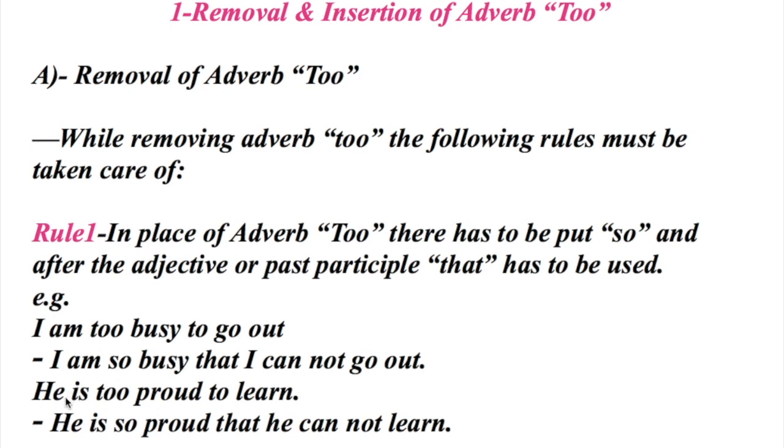Then another sentence is, he is too proud to learn. So in place of this too we have to use so, and after this adjective we are going to use that. He is too proud to learn. So the sentence is going to be changed like, he is so proud that he cannot learn.